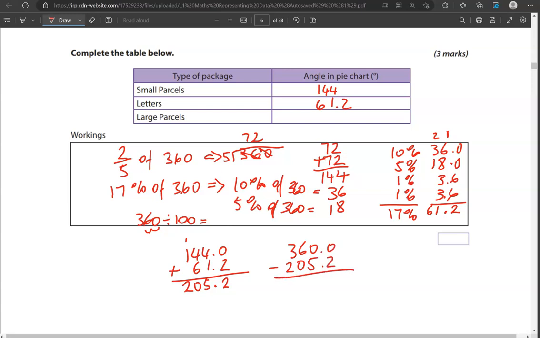So we're taking away 2 from 0, which means we've got to borrow. We can't borrow from the units though, because there are none, it's 0. So we're going to borrow 1 from the tens. So this becomes 5 and this becomes 10. Now we can borrow from the units because there are 10 of them in there. So it becomes 9 and this becomes 10. 10 take away 2 gives us 8. 9 take away 5 gives us 4. 5 take away 0 gives us 5. 3 take away 2 gives us 1. So large parcels will be represented by 154.8 degrees.